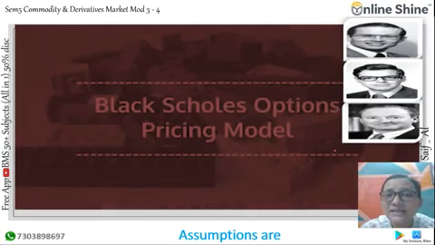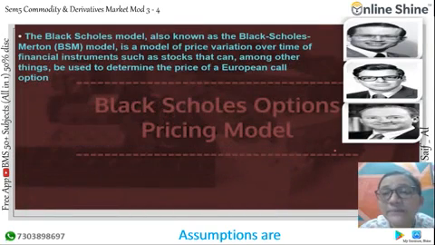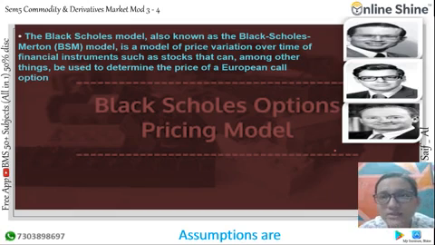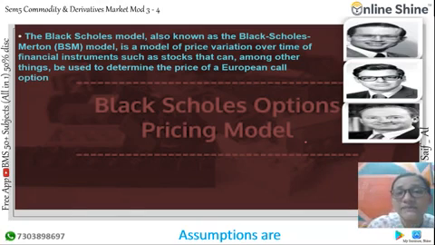The Black-Scholes option pricing model was made by three authors, and is also known as the Black-Scholes-Merton model. So the first is Black, the second is Scholes, and the third is Merton. In this model, we see the price variation over time, as in the binomial model, where we see the price changes. Here also you will find price variation over time.